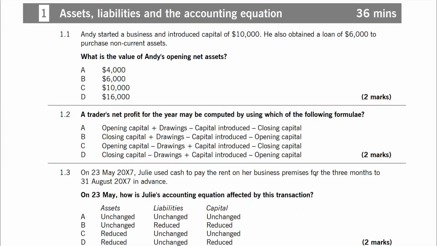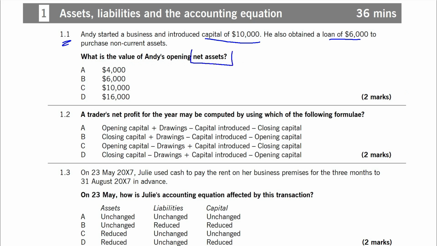Now here on your screen we have some questions. Let's do them one by one. First of all, Andy started a business and introduced a capital of this amount. So we have capital of $10,000. He also obtained a loan of this amount to purchase non-current assets. And the requirement is: what is the value of Andy's opening net assets?